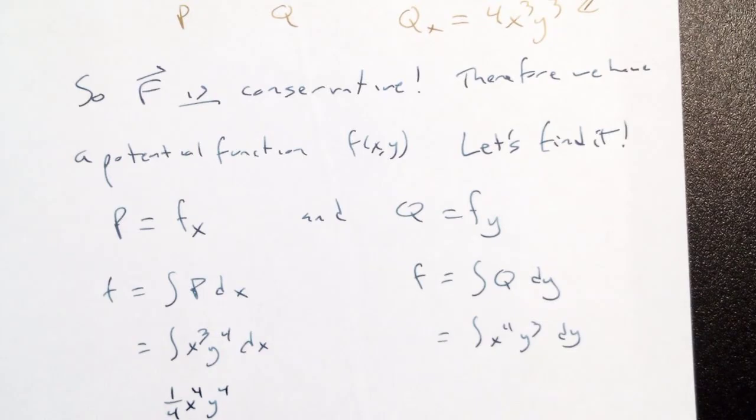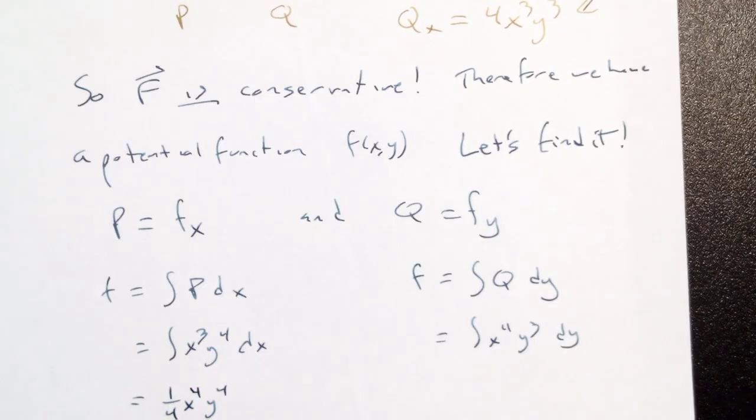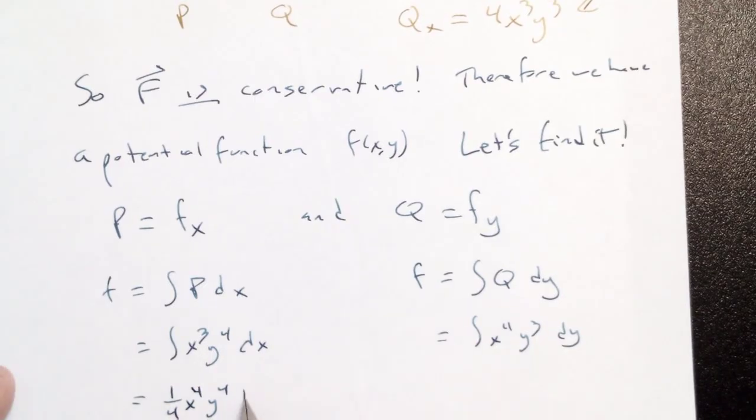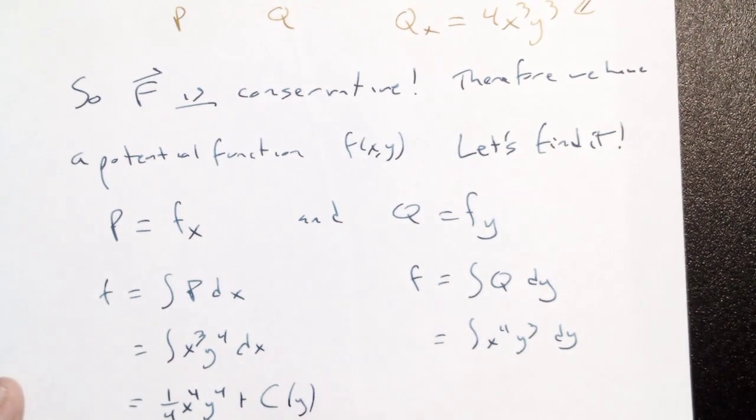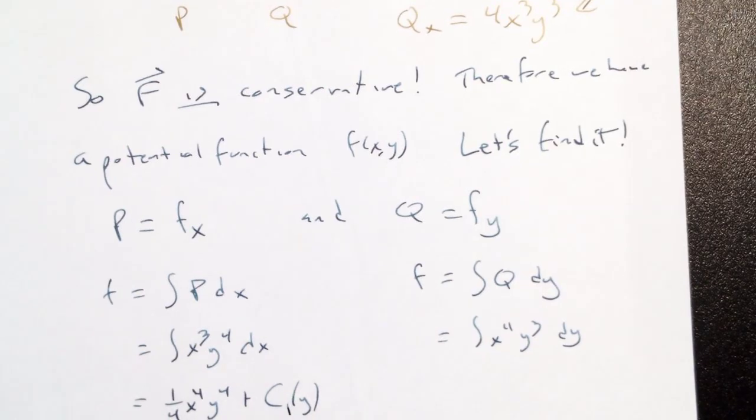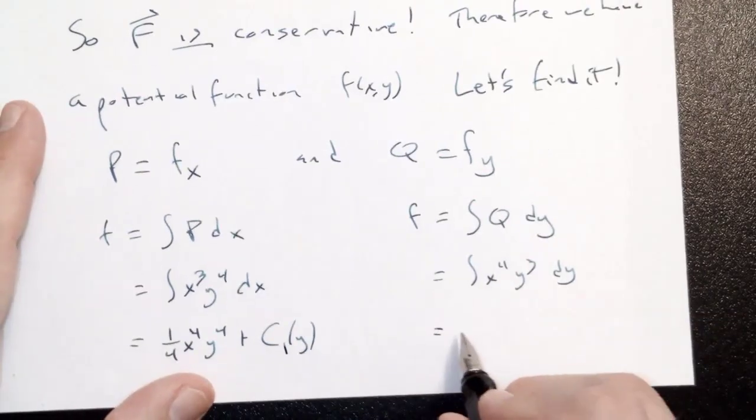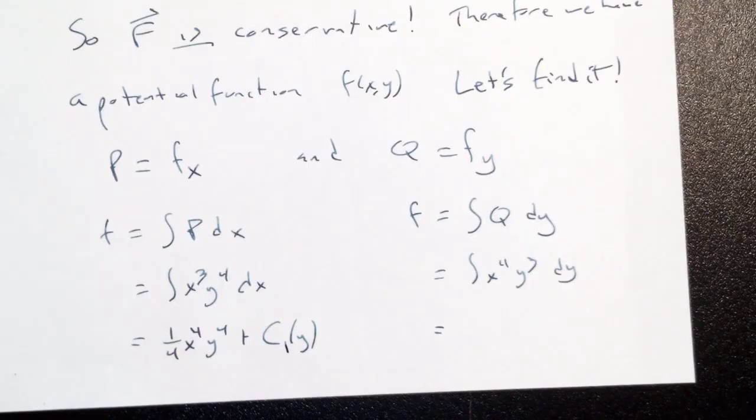But wait, there's more. This plus c is only a constant in terms of x, right? So there could be y's in there, couldn't there? This might be some function of y. I'm even going to call it C1, because over on the other side, I'm going to do the integral with respect to y. What do you get here when you do this integral with respect to y?